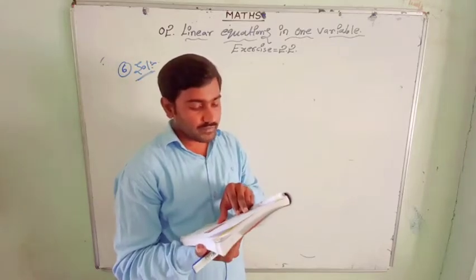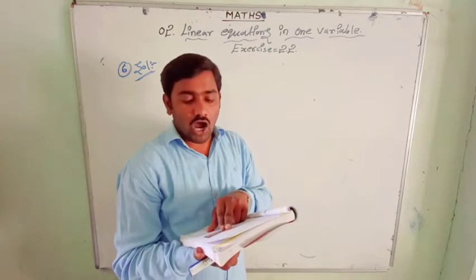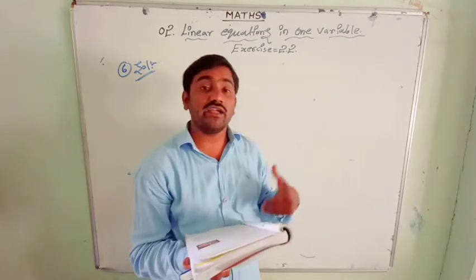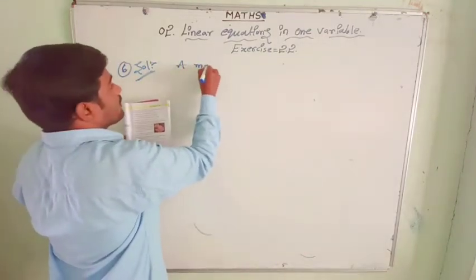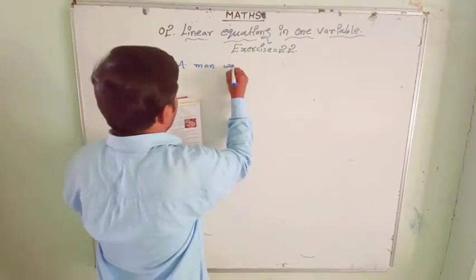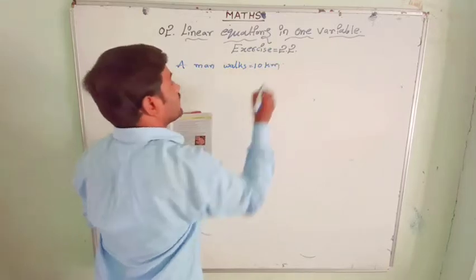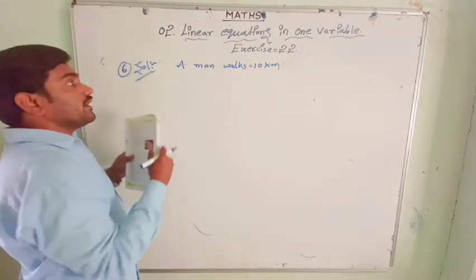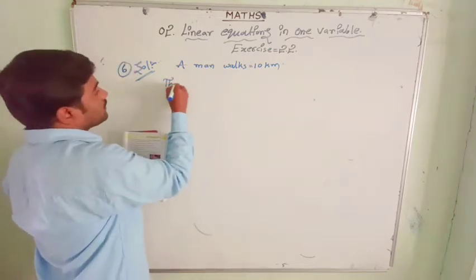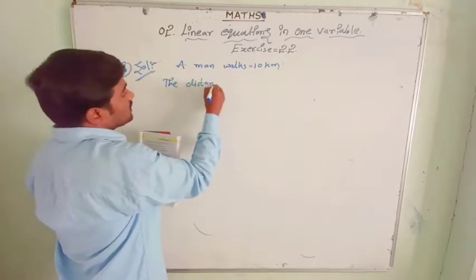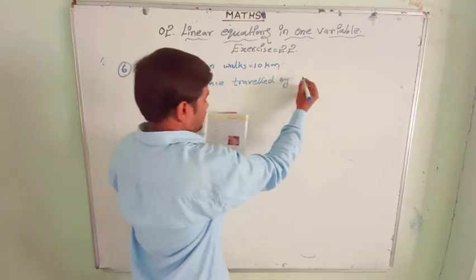So here, if the whole journey is 70 kilometers, how far did he travel by train? Simple. A man walks 10 kilometers. Then the same man traveled some distance by train.